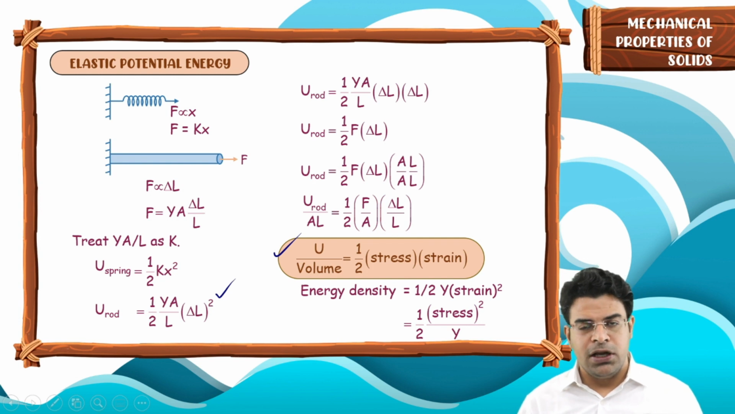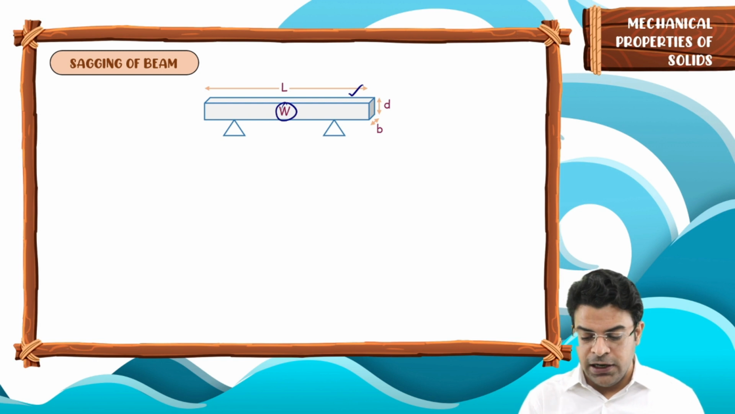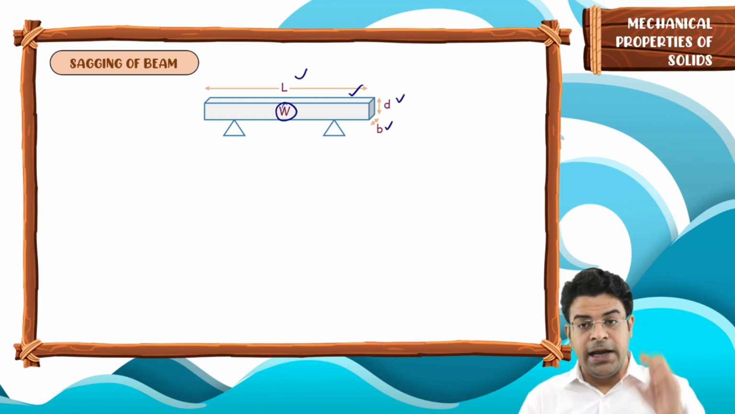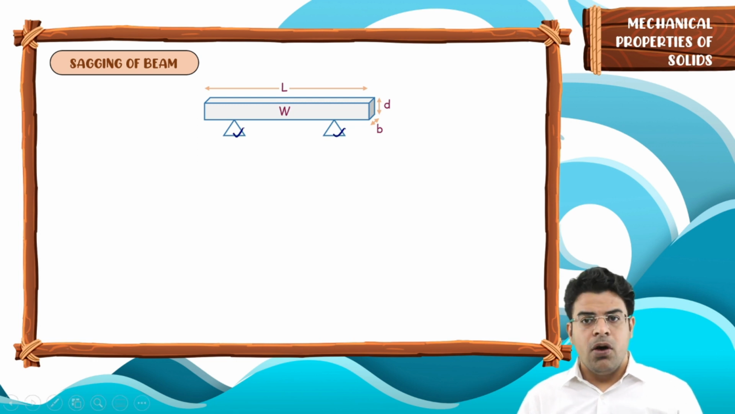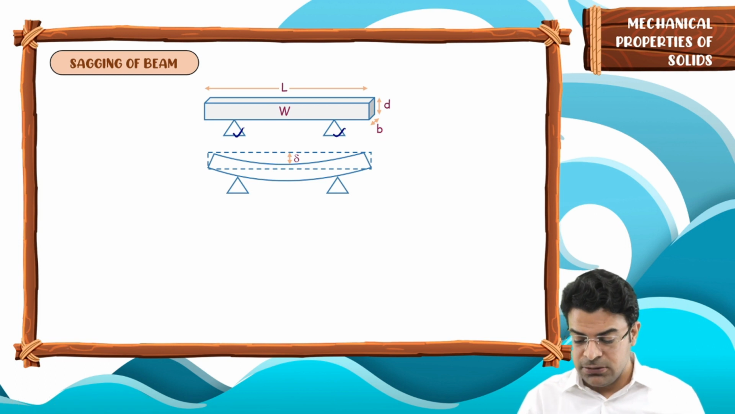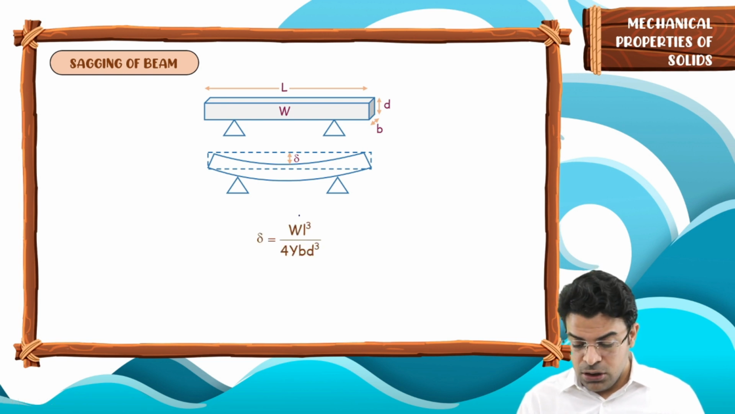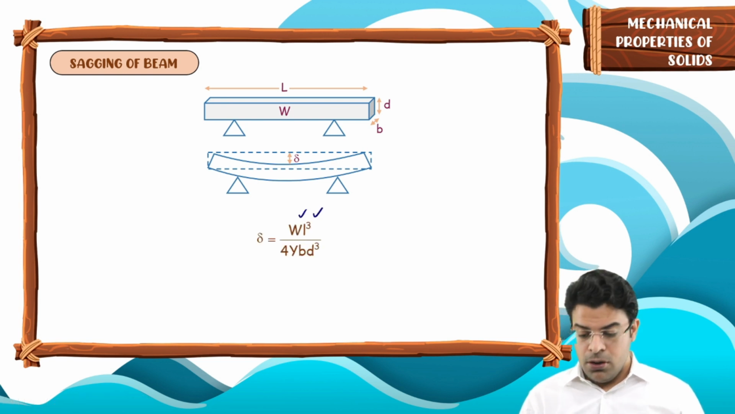Moving on to the last heading, which is the sagging of a beam. If we have a beam of weight W, length L, width B and height D, suspended between two supports, over a period of time this beam sags. Let's say this beam sags by an amount delta. What is this delta equal to? Delta equals WL cube by 4YB D cube. What is W? The weight of the beam. What is L? The length of the beam.